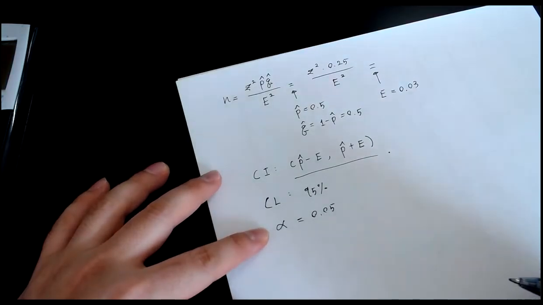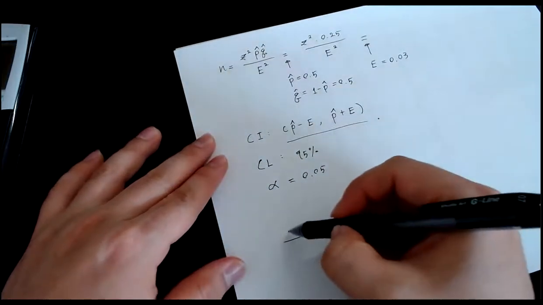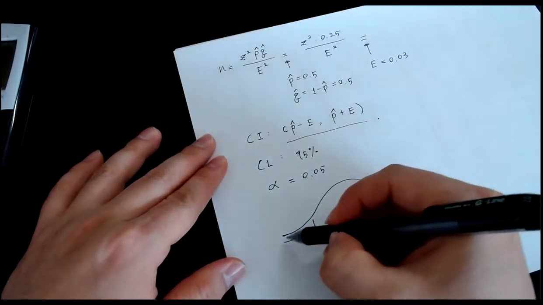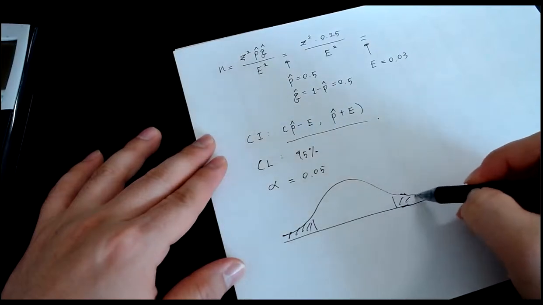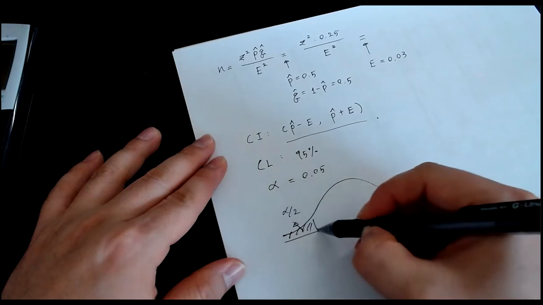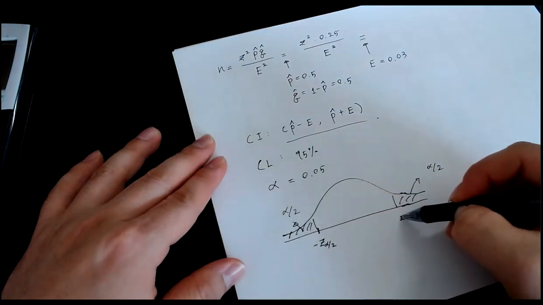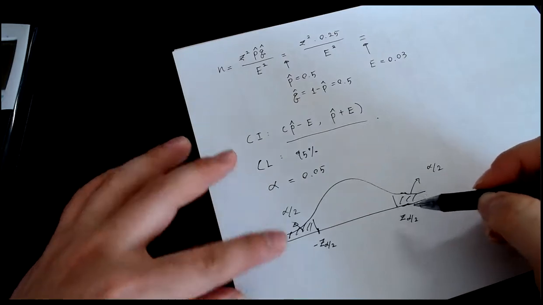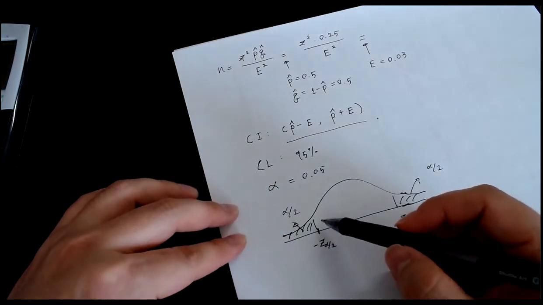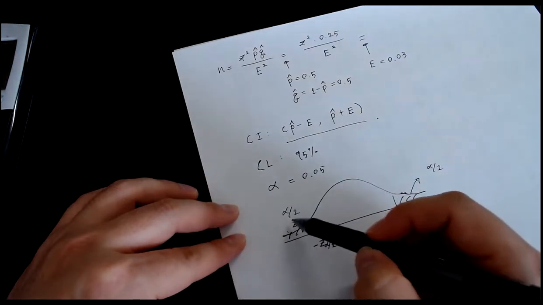Now, in the standard normal distribution graph, the area on each tail is going to be alpha over 2. So we have to find the z score. This is negative z sub alpha over 2, and this is z sub alpha over 2. We have to find the z score where the area under the standard normal curve from negative infinity to here is alpha over 2.